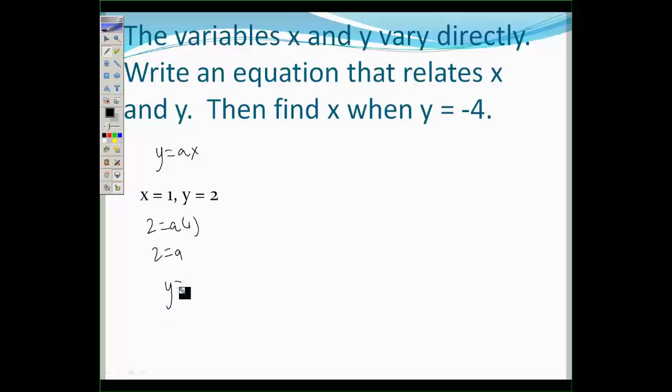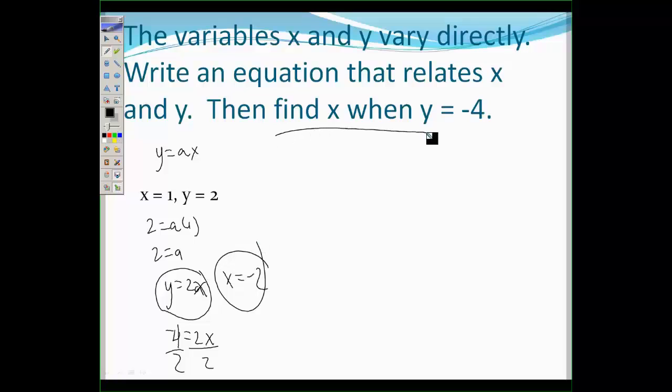It's going to be a little different this time. I'm going to write my equation. Should be an x there. I'm going to find x this time when y equals negative 4. Divide by 2. X must equal negative 2. Okay, so this one's a little different because this time we're finding x and substituting in for y.